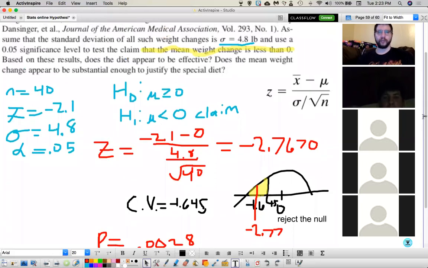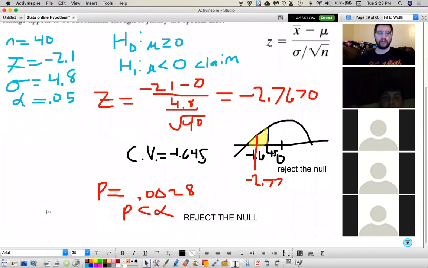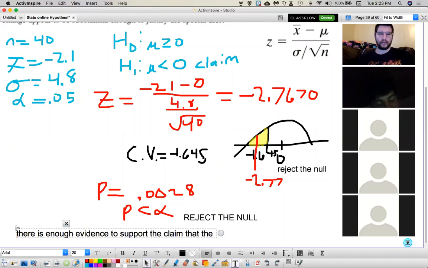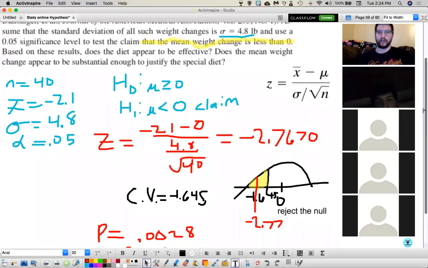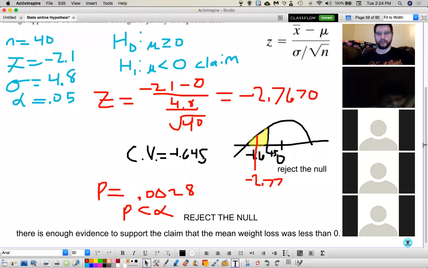Claim is less than 0. So there is enough evidence to support the claim that the mean weight loss was less than 0. Yay, it works. Yeah, close enough. I used slightly different words. Okay, so that's the answer to that question.